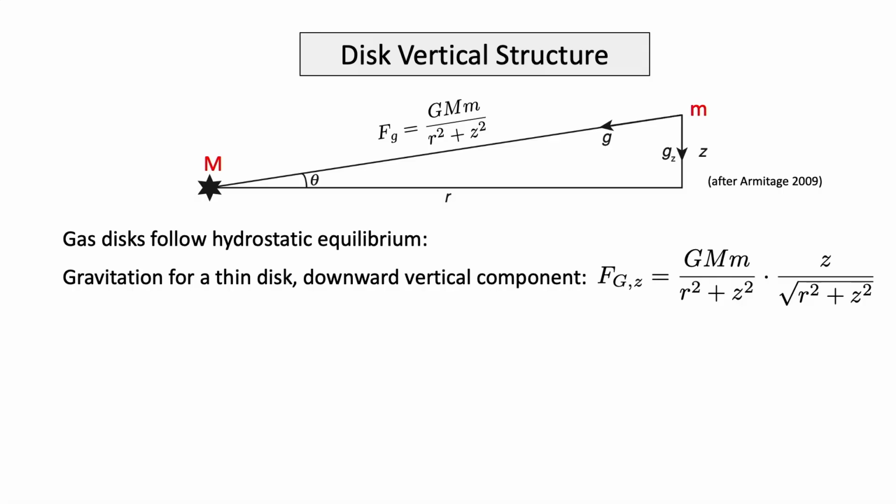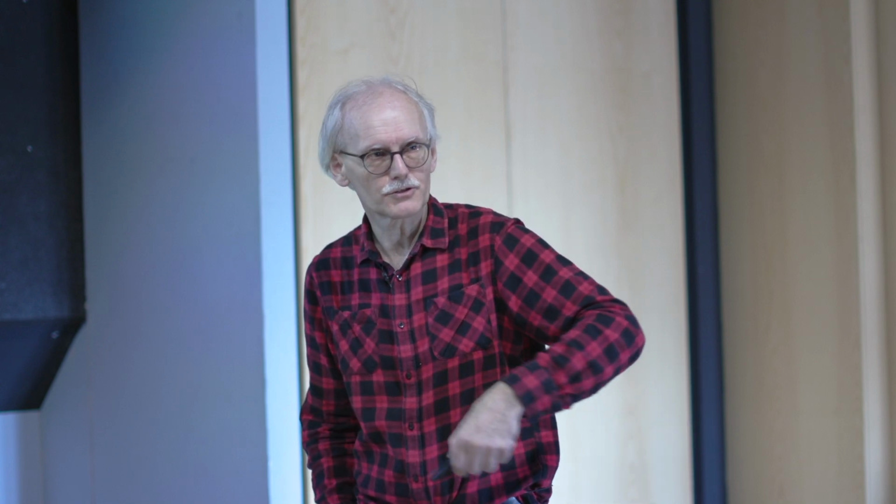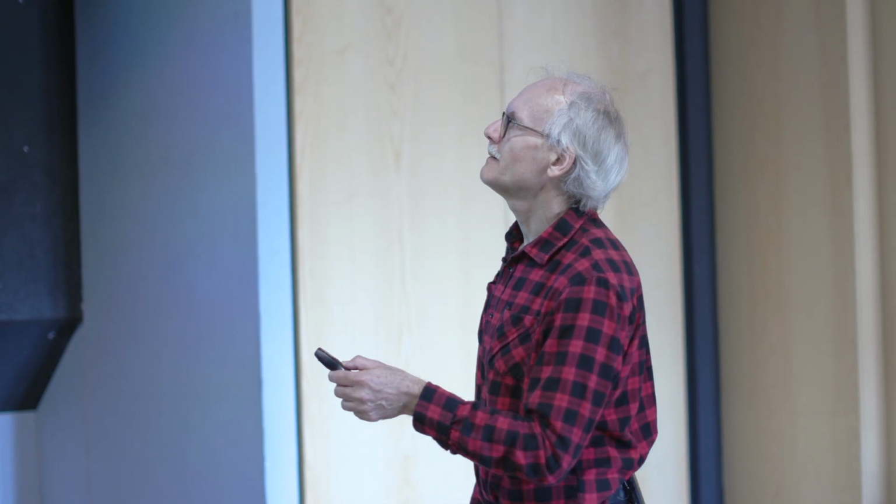The disk is stable, let's assume, right? So what you have is, of course, again, gravitation. This gravitational force between this mass and the star is going along this diagonal line. Now, the horizontal part, the radial part of this force, is balanced by centrifugal forces, because these gas masses are in orbit around the star. In fact, they're Kepler orbits approximately, like the planets in the solar system.